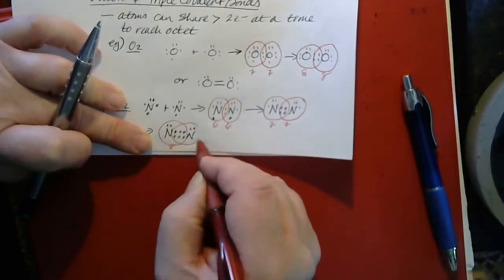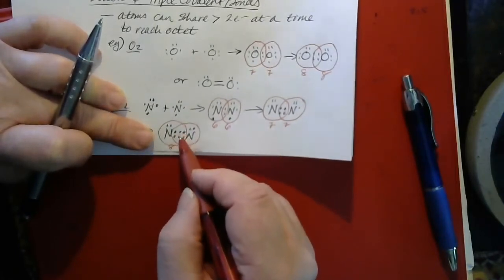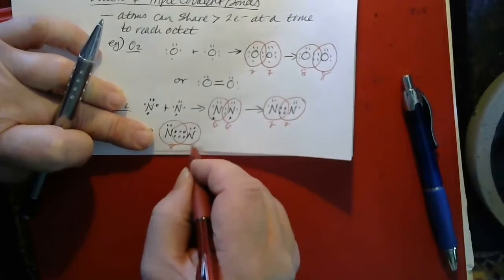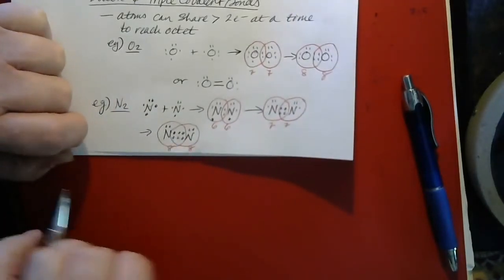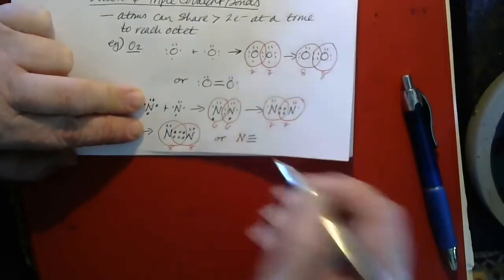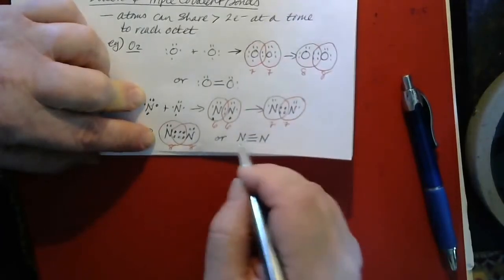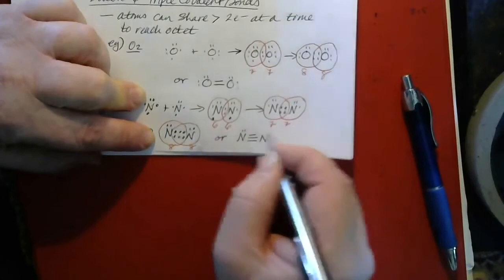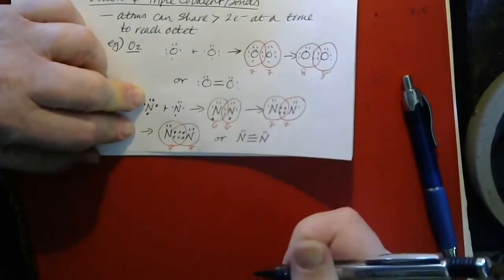For the right-hand nitrogen, it's the same deal, only backwards, and it's 1, 2, 3, 4, 5, 6, 7, 8. That's an octet. So that would be your Lewis structure for nitrogen. Or you could draw it to emphasize the bonds, and a triple bond is just 3 horizontal lines. And so that's another way of drawing nitrogen.